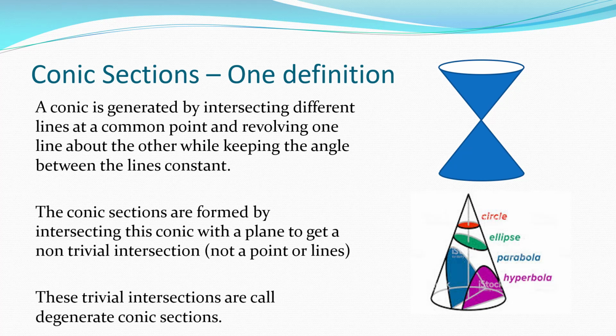Now if you want a conic section, it just means take that object and then intersect it with a plane. If you get a non-trivial intersection, like don't go right through the point where the two cones meet, and don't go along the edge to get a line, you get what's called the conic sections. The other ones, the point, the line, the two intersecting lines, are actually possible. Those are called the degenerate conic sections.